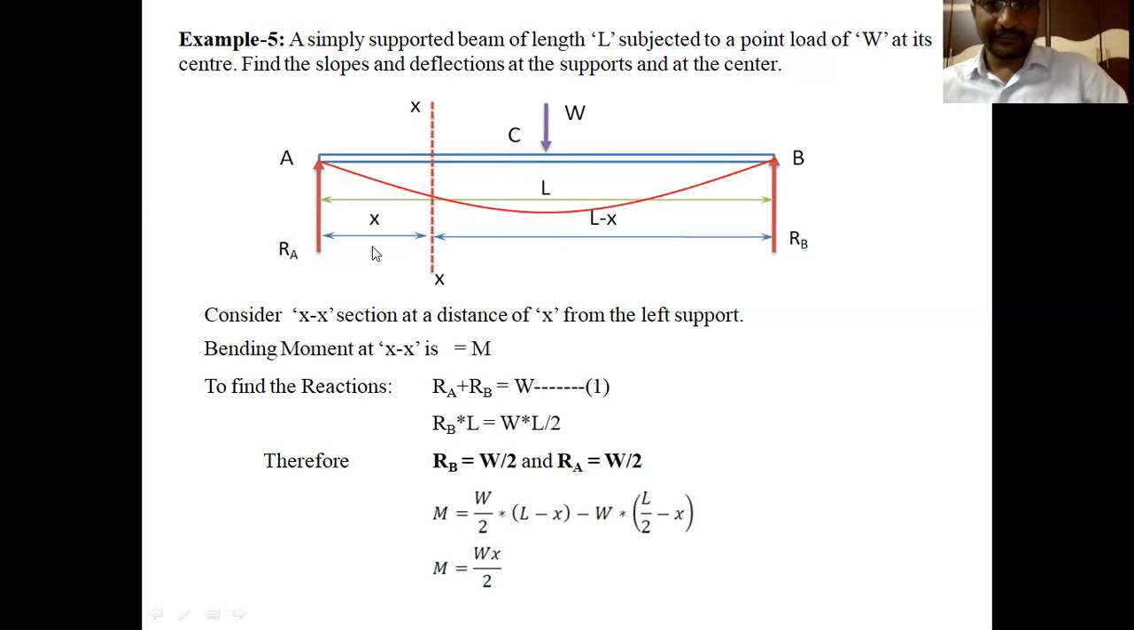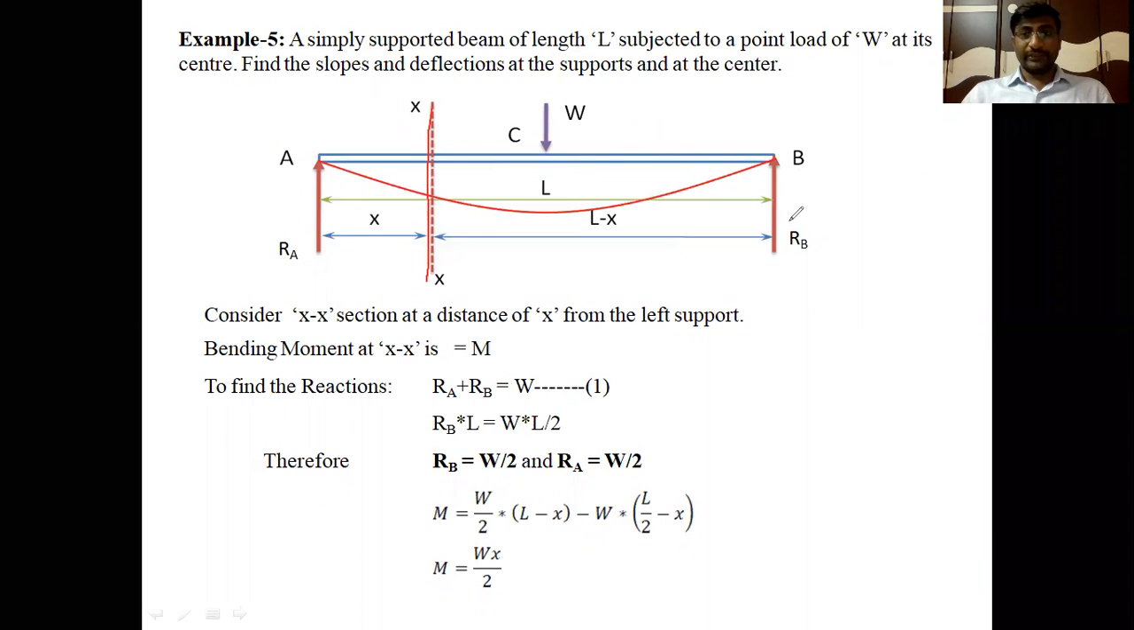Example 5, what is example 5? Simply supported beam, point load at center. So let us consider an X-axis section at a distance of X from the left support. Bending moment at XX. What is the bending moment at XX? If you take the X-axis section here, what is the bending moment? You have to consider all the moments of the forces on the right side.